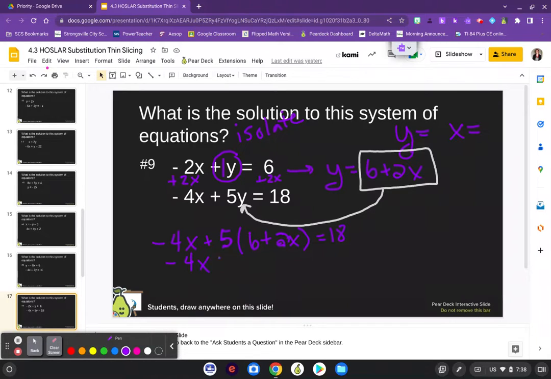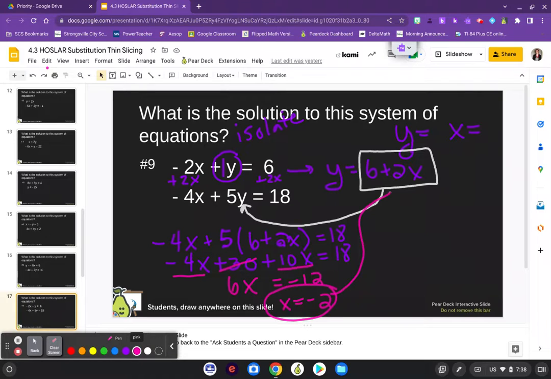Got negative 4x plus, if I distribute the 5, I have 30 plus 10x. If I combine my like terms, I have 6x. And if I subtract 30, I get negative 12. If I divide by 6, I get x is equal to negative 2.